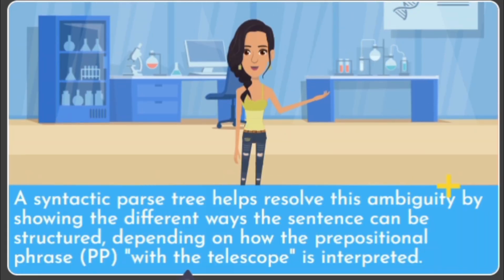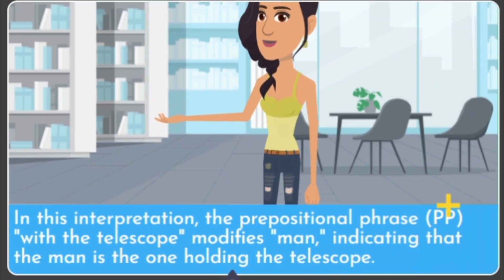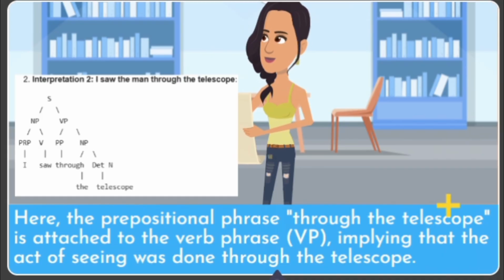A syntactic parse tree helps resolve this ambiguity by showing the different ways the sentence can be structured, depending on how the prepositional phrase, PP, "with the telescope" is interpreted. Here's how syntactic parsing works in this context. In this interpretation, the prepositional phrase, PP, "with the telescope," modifies man, indicating that the man is the one holding the telescope. Here, the prepositional phrase "through the telescope" is attached to the verb phrase, VP, implying that the act of seeing was done through the telescope.